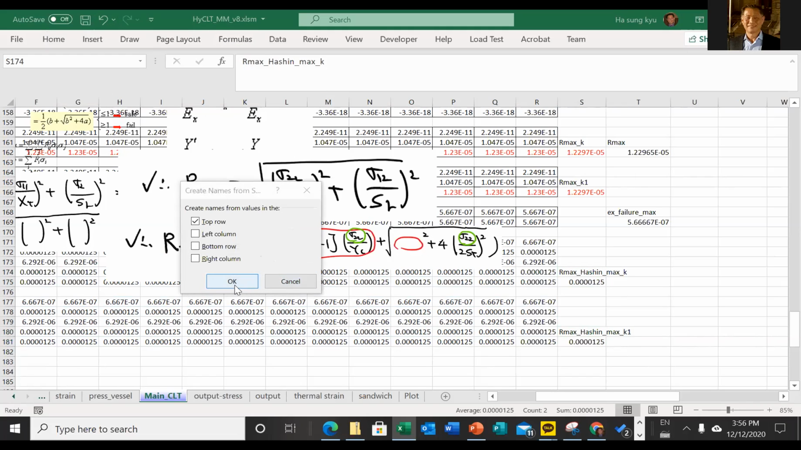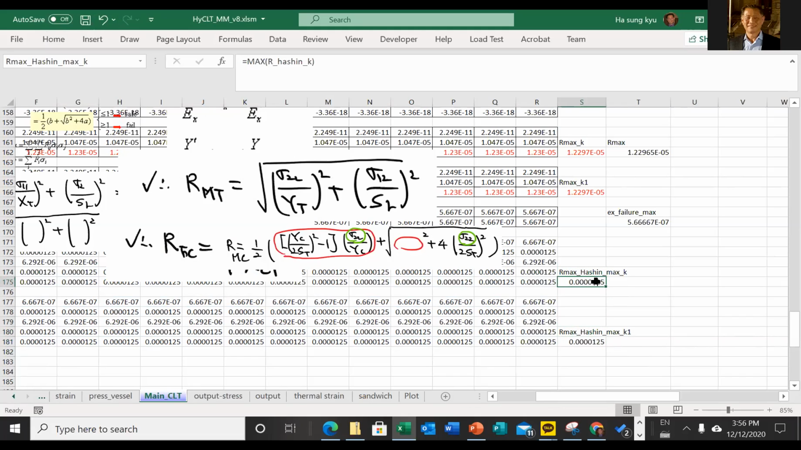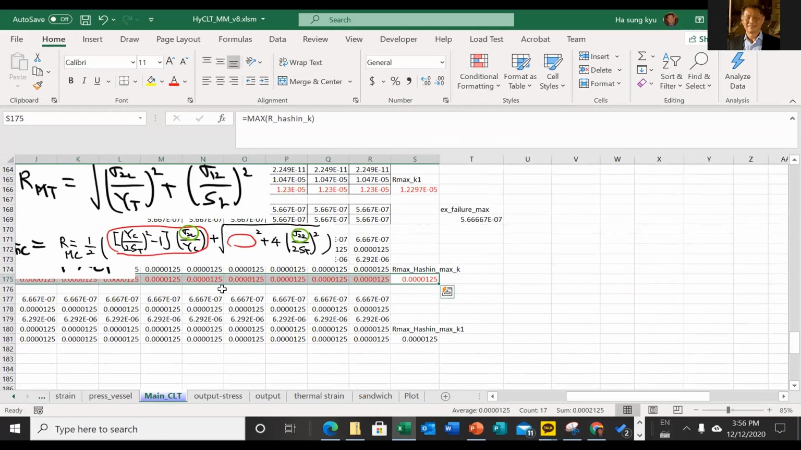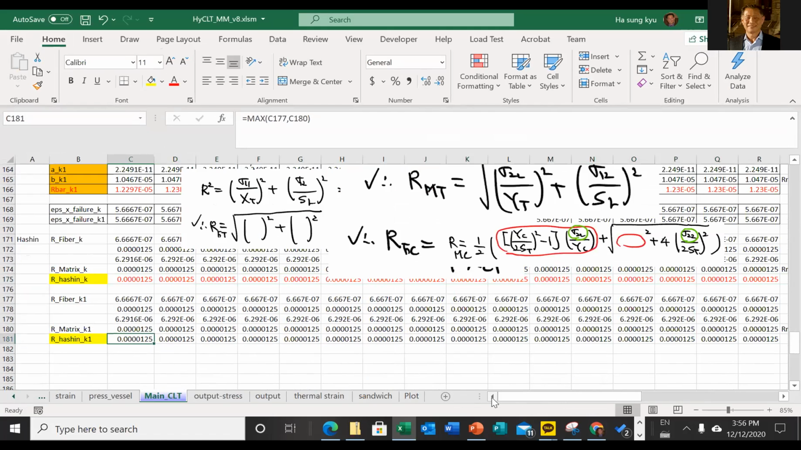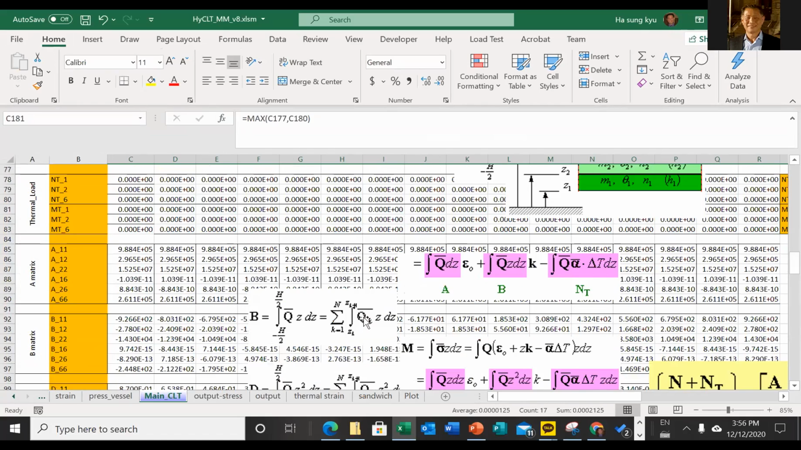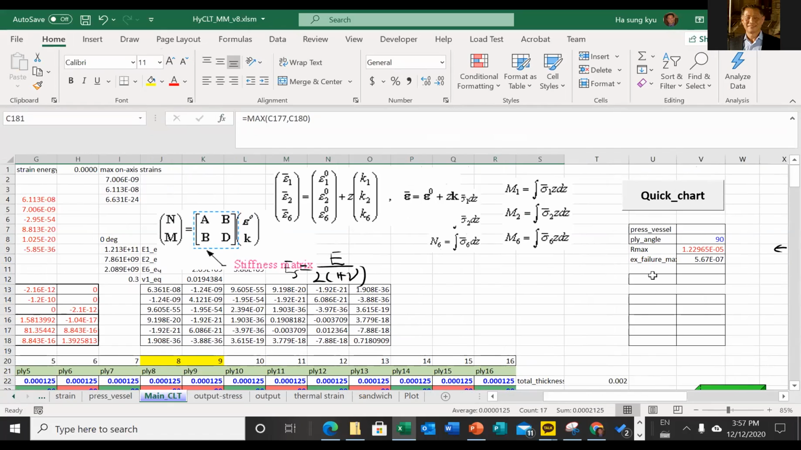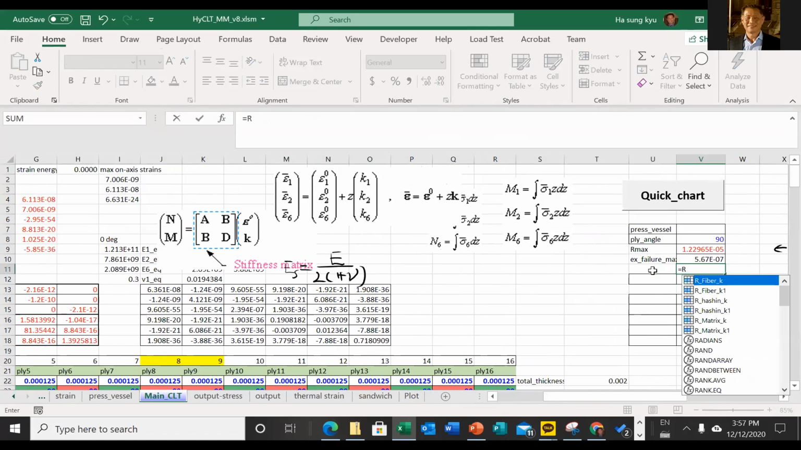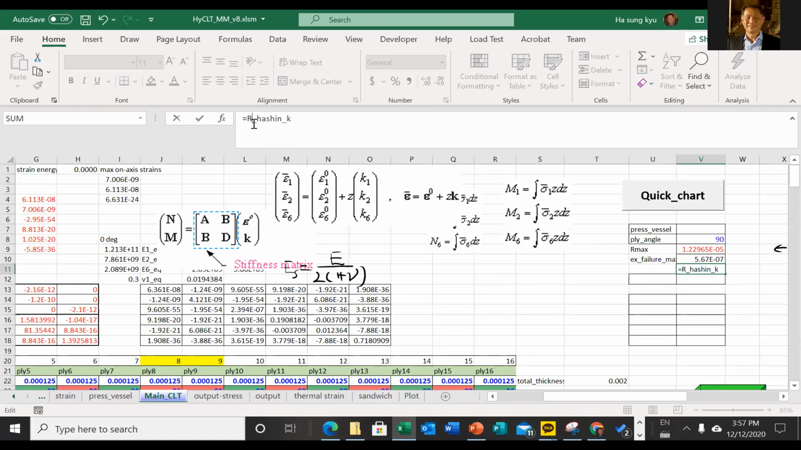And the name. Okay. Well, so I will have a color for this, and we'll have a color for that. And then let's say you can define the R, say R Hashin at K. I would say we have a maximum Hashin K.